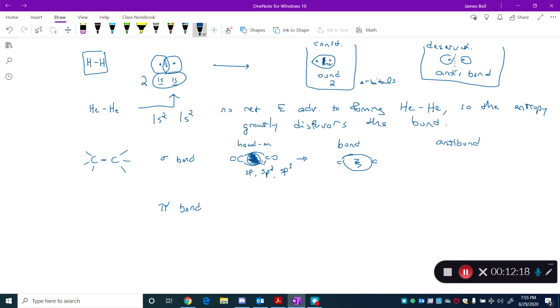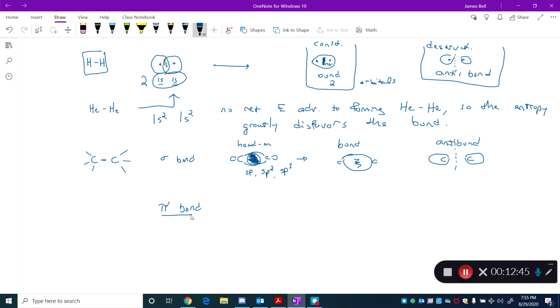But if they cancel because they have opposite wave signs or opposite mathematical formulas for their waves, then just like up here, I would get a node, and the electron density wouldn't be on that area. It would be mostly over here and over here. And so there I have a situation where it's unstable because there's no electrons in the middle to attract the protons, and the protons would get close together and repel.